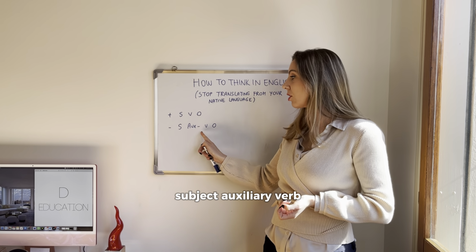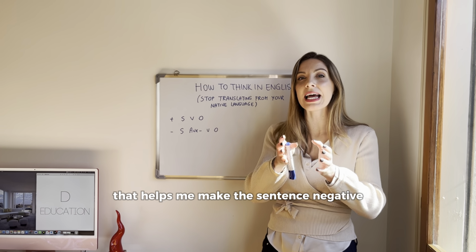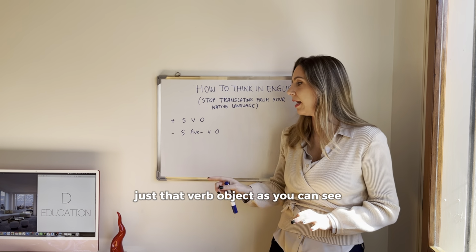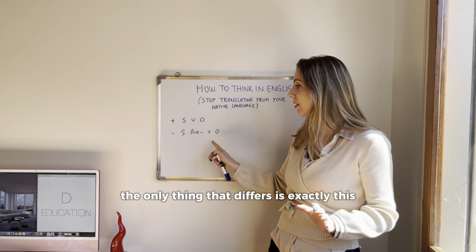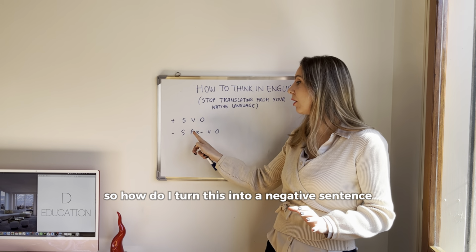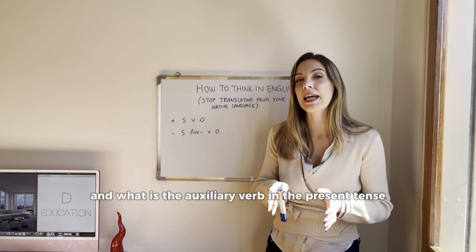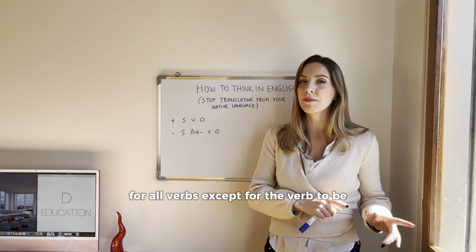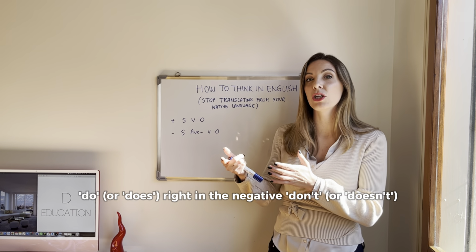Subject, auxiliary verb. So what is it? An auxiliary verb is just a word that helps me make the sentence negative. Just that. Verb, object. As you can see, it's basically the same thing. The only thing that differs is exactly this. So how do I turn this into a negative sentence? I just add an auxiliary verb. And what is the auxiliary verb in the present tense for all verbs except for the verb to be and sometimes have? Do, right? In the negative, don't.